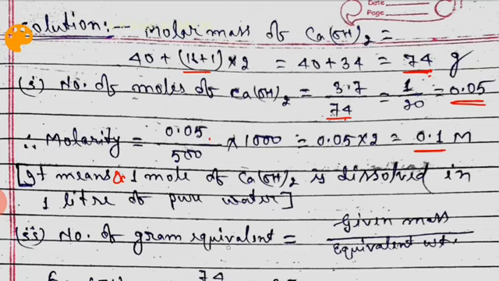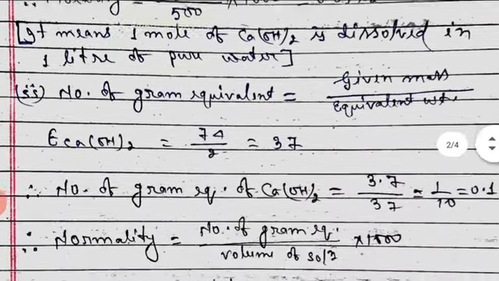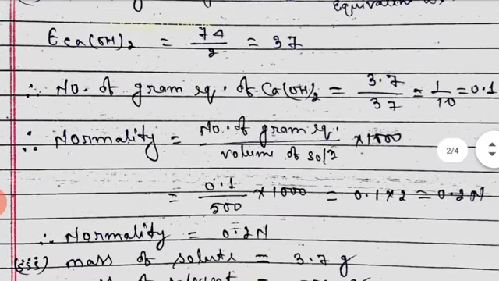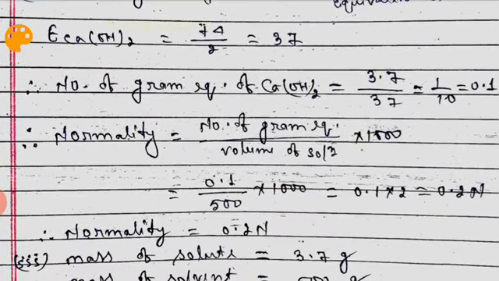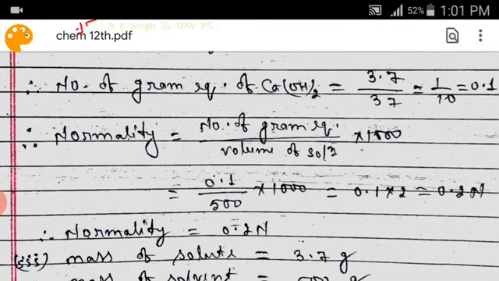Next, number of gram equivalent. How can you calculate number of gram equivalent? Number of gram equivalent is equal to given mass by equivalent weight or equivalent mass. Now, equivalent weight of calcium hydroxide. Equivalent weight of calcium hydroxide will be equal to 74 by 2, because calcium consists of 2 positive charge here.